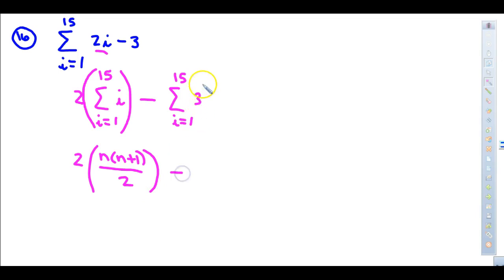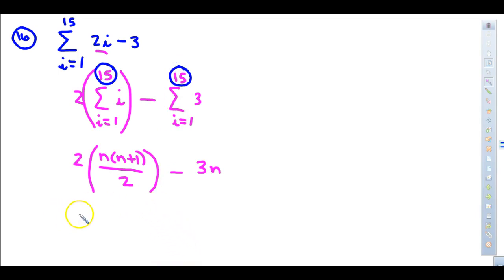And then minus, this is the sum of a constant. So the sum of my constant says just to take the constant and multiply it times n. Now, all you have to do is fill in what n is. Well, n is 15. That's the number you stop at. That's the number of terms that your series has in it.